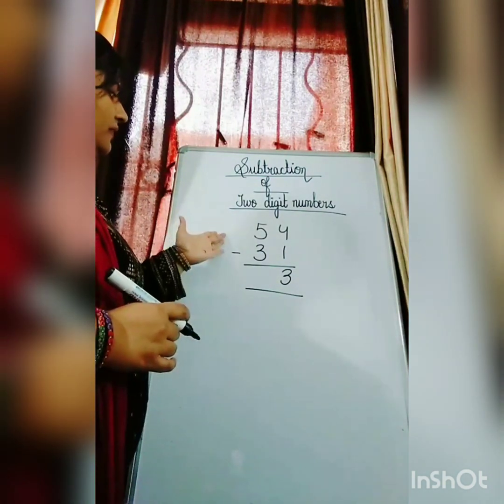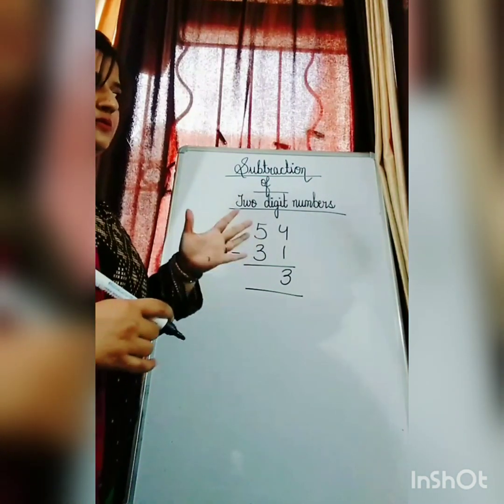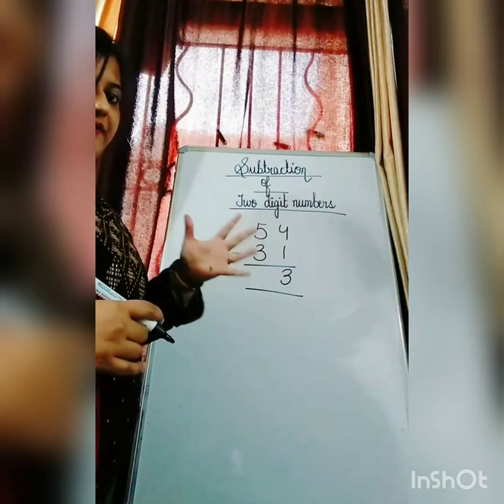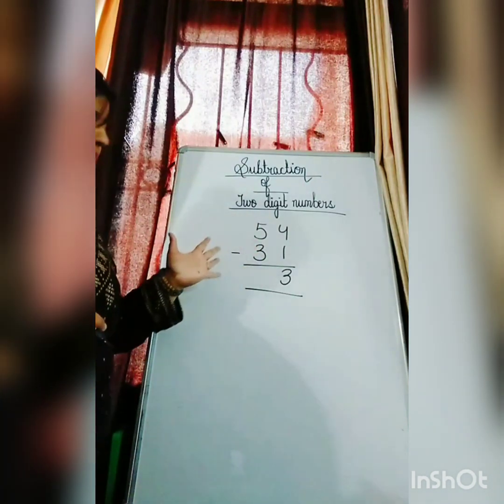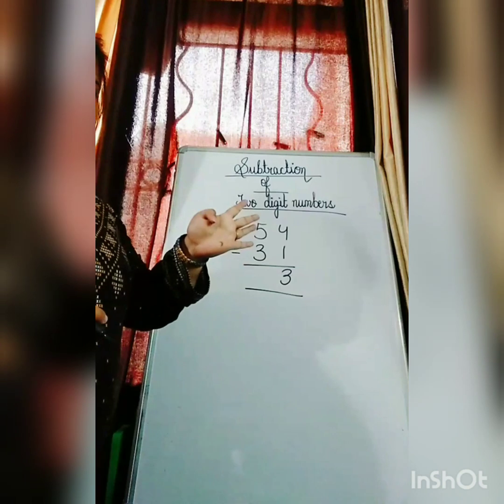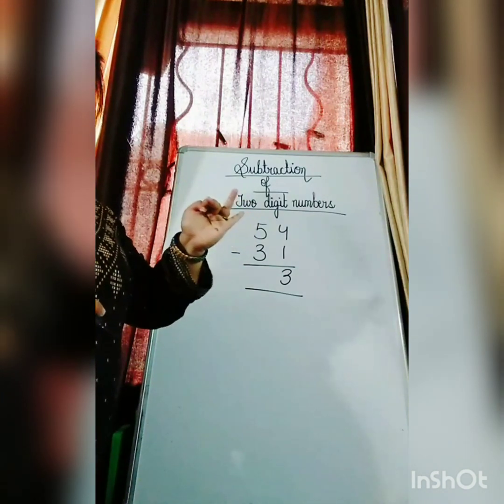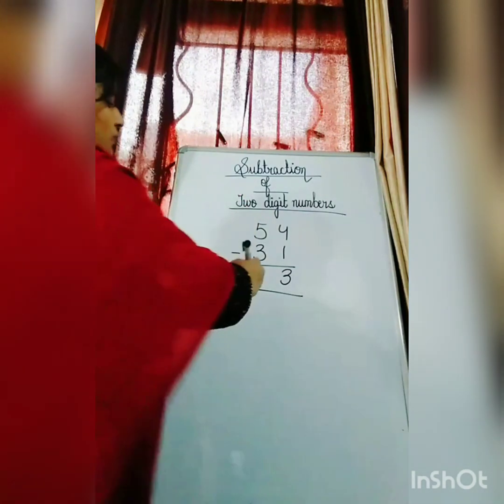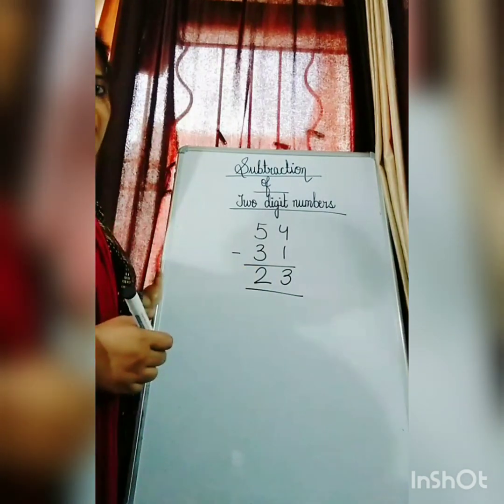Same way 5 and 3. Take out 5 fingers over here like this. From this 5, how many fingers do we now have to remove? 3 is written below. 1, 2, 3. How much are you left with? 2. 23 is the answer.